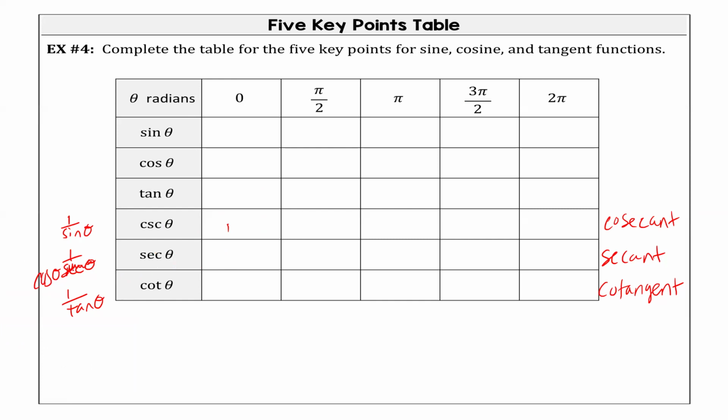It's 1 over cosine. S switches to C. Every S has a C and every C has an S.